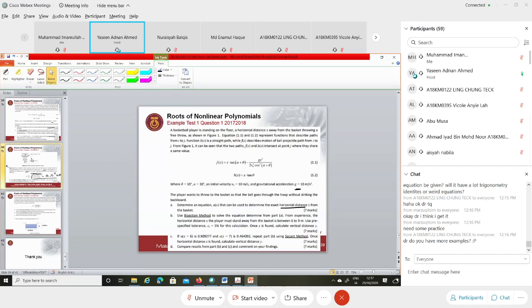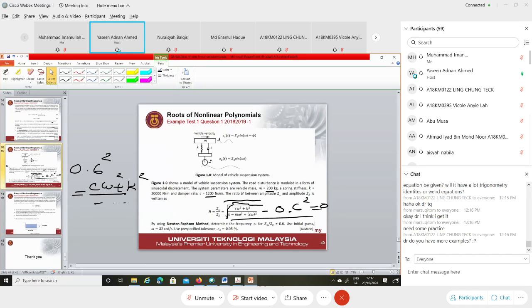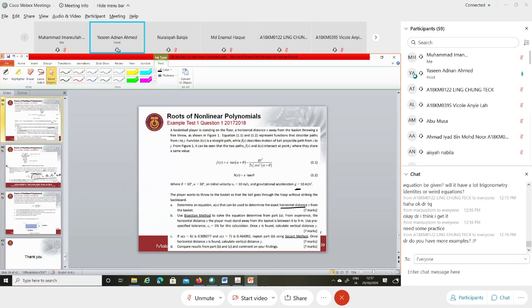For the quiz, I make it simple, okay? I make it simple. But for the test, it's common for all. So we have to maintain the standard. So there I cannot help.